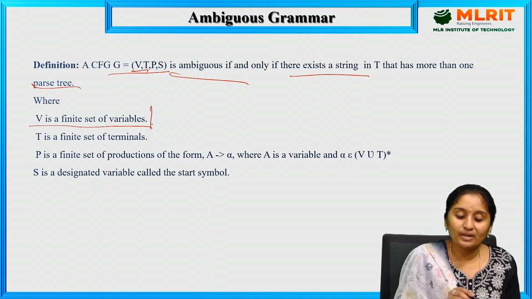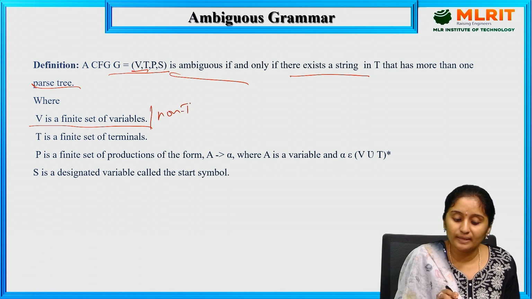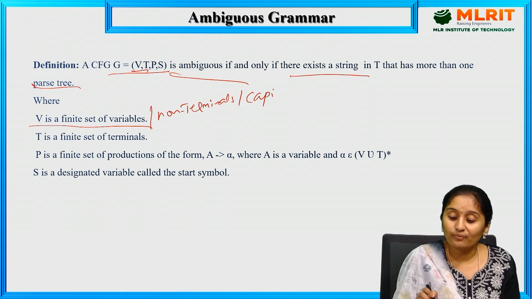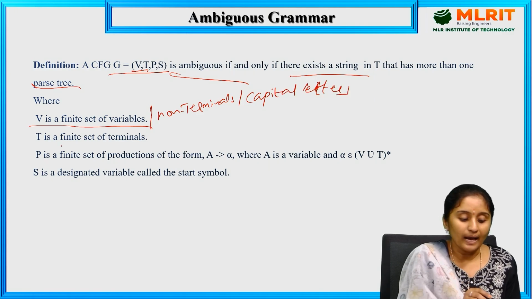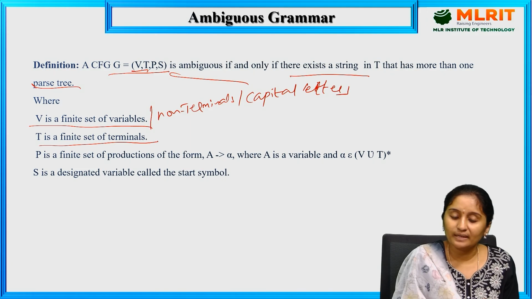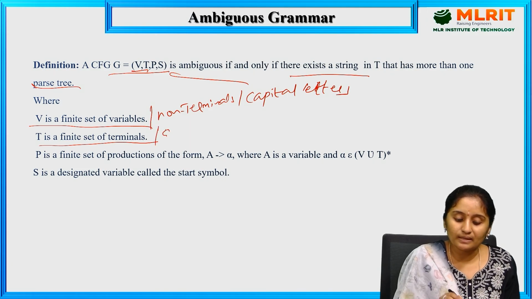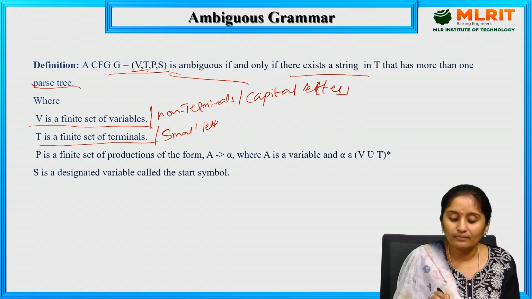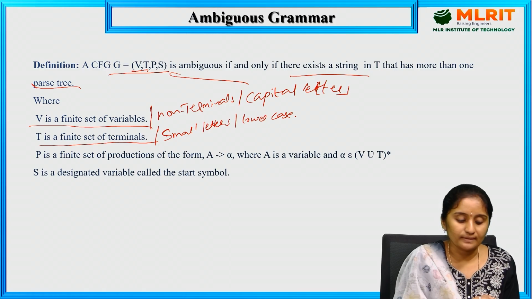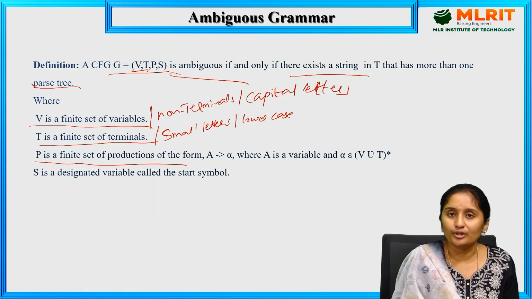These variables we can call non-terminals, and they will be in the form of capital letters. T is the finite set of terminals, and these terminals are the small letters, or lowercase letters. And P is a finite set of productions.